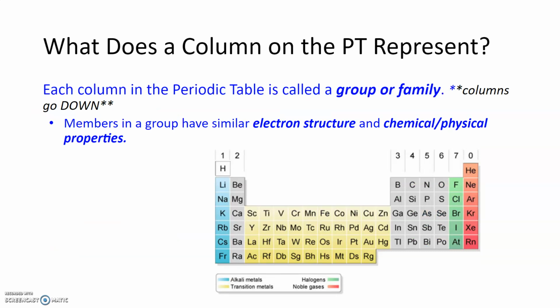Each column in the periodic table is called a group or a family. Columns go down, so they're vertical. So in this picture, we have each column labeled with a number. So 1, 2, 3, and so on. Members in a group have similar electron structures, and that means they have similar chemical and physical properties. So they react in the same way, so they do the same types of chemistry, and they kind of look the same as well. And so the families become really important when we're studying the periodic table.